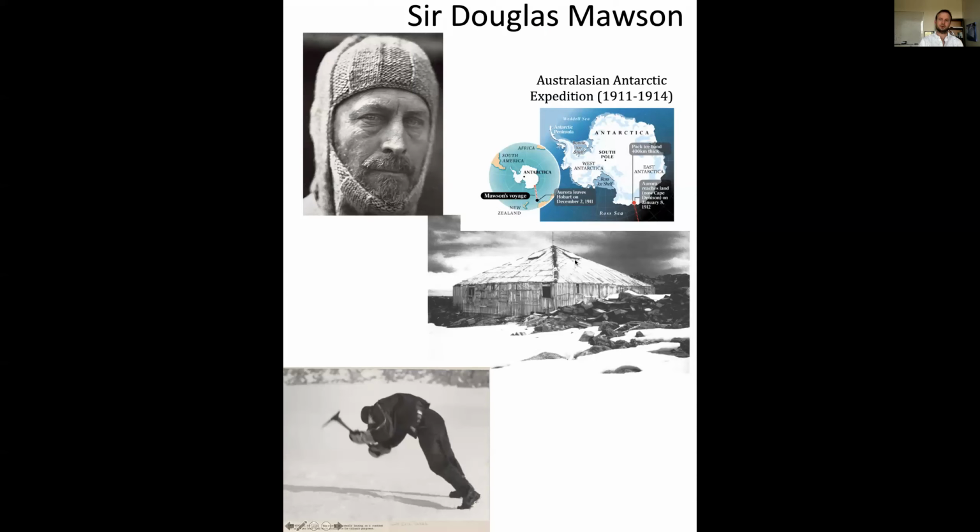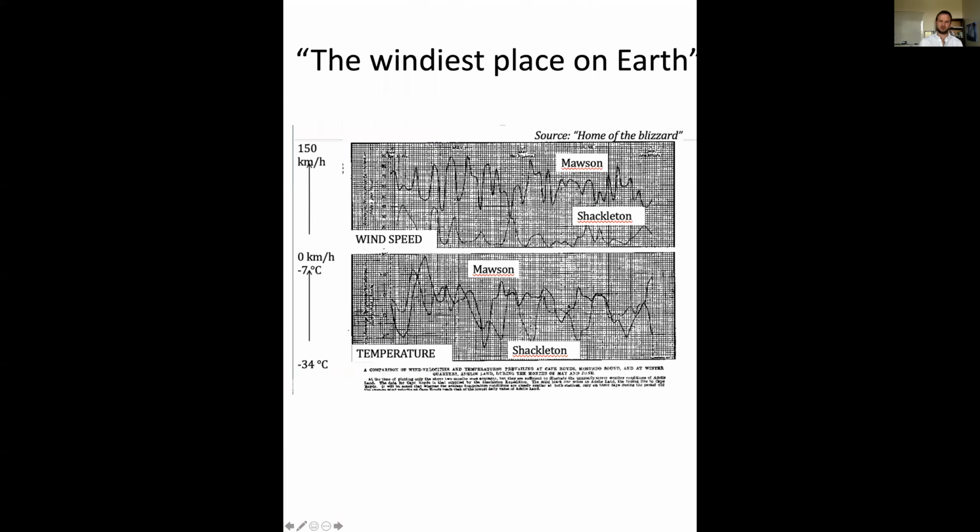Okay, so they built a hut there, and as you can see here, the winds are pretty strong basically all the time. Okay, this hut, by the way, still exists as of today, but is completely buried by snow because it's so windy there. And this is what kind of observations looked like 100 years ago.